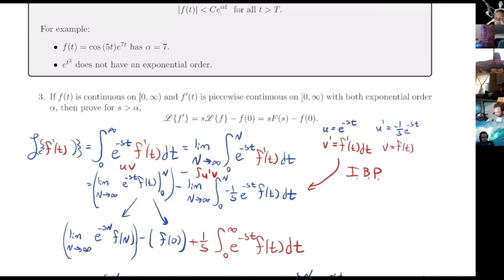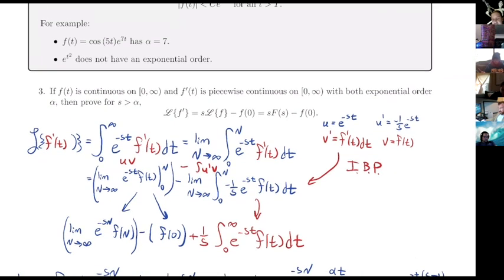For this integral over here that we still have to evaluate, I can pull that minus 1 over s out because we're integrating with respect to t, so that is a constant. Then let me write this as an improper integral again. Does anybody recognize what this is? The definition of a Laplace transform.